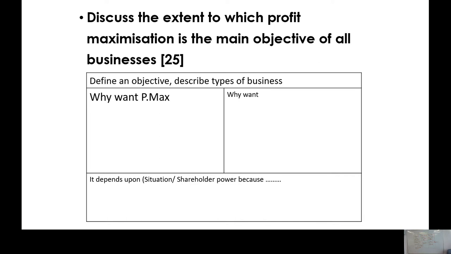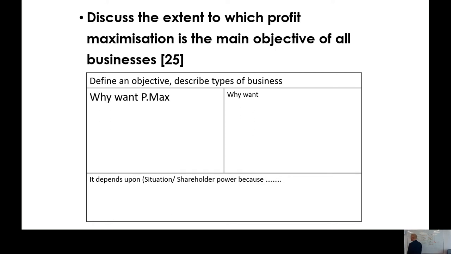So this little section is going to be around looking at this exam question. This is the one that we looked at last week. Discuss the extent to which profit maximization is the main objective of all businesses. And we said that it would be a definition. Good SEO starts off with a definition and an application to a specific type of business.